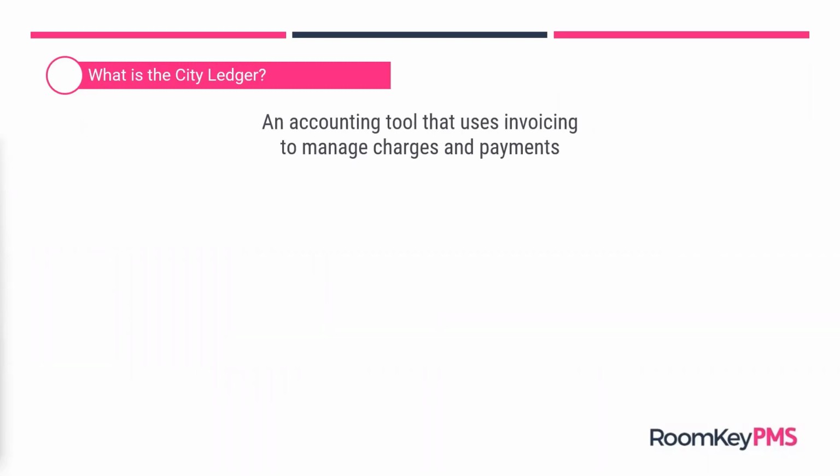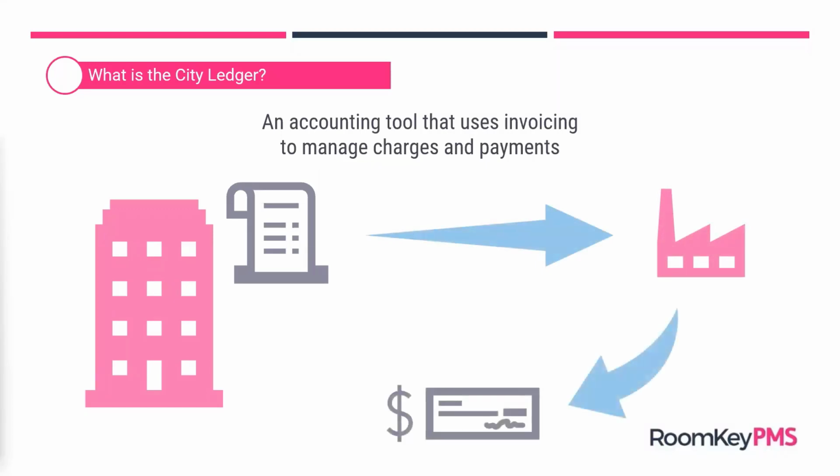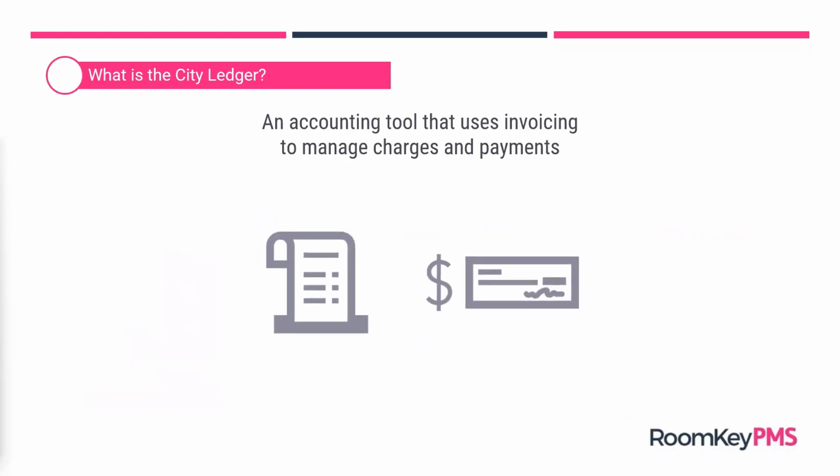So the way that we work with this tool is that at the hotel, you may host an event or you may provide a service to a company or organization, and from that service or that event, you generate an invoice. That invoice is then sent to the company or organization, and then the company sends a check or some sort of payment for that invoice. So the purpose of the City Ledger is actually to manage the invoicing as well as recording those payments that are received after the invoice has been sent off to the organization.